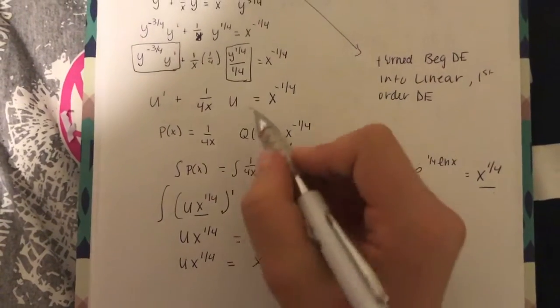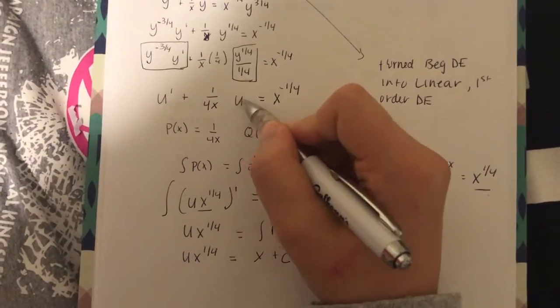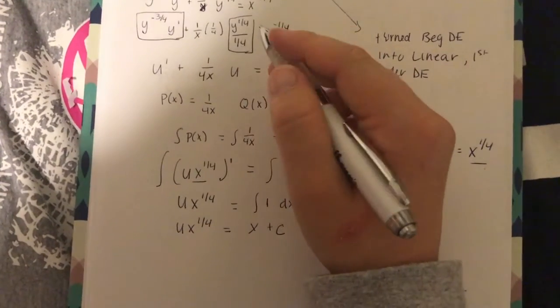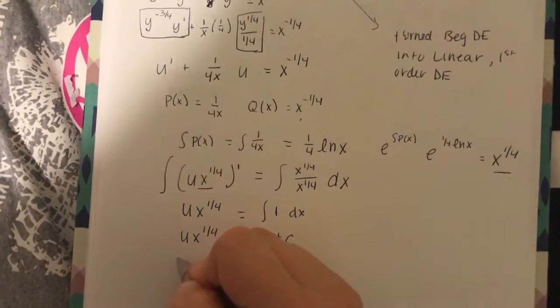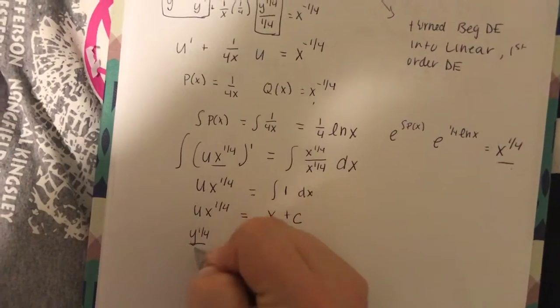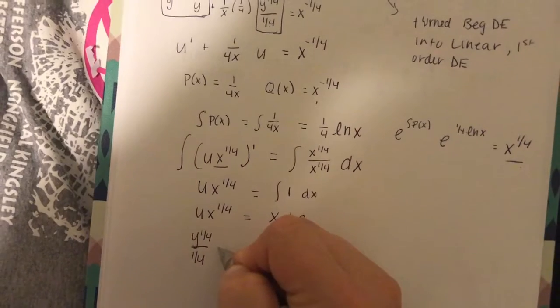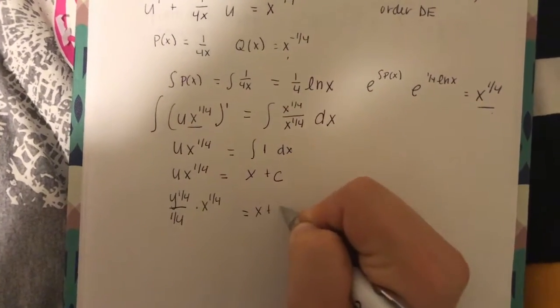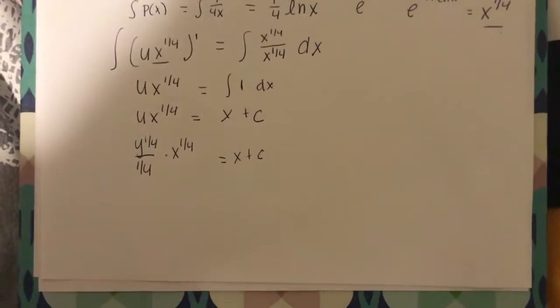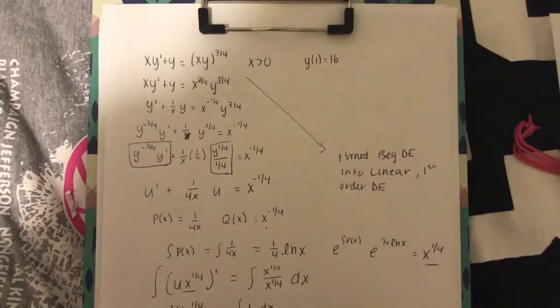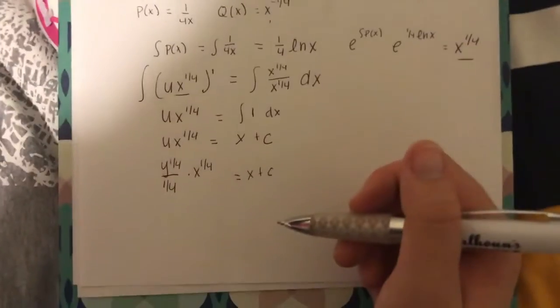Now my y that I substituted u in for is y to the 1/4 all over 1/4. So I'm going to plug that back in for u. So u is y to the 1/4 all over 1/4 times x to the 1/4 equals x plus c. Now, if I did not have an initial value problem, then I would be done. That would be my answer.